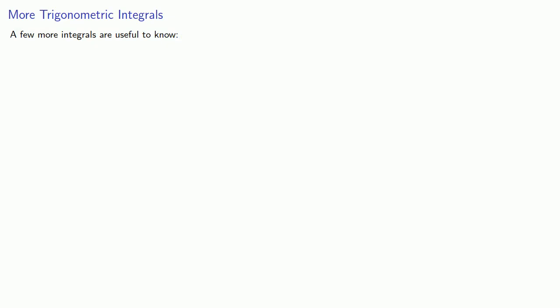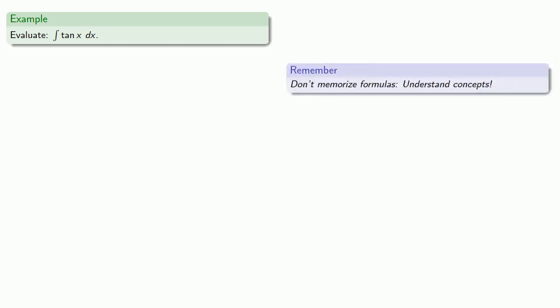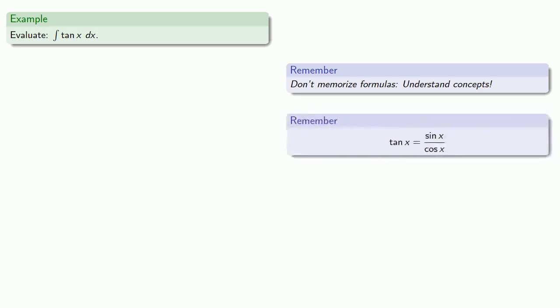So there's a few more integrals that are useful to know, the integral of tangent x and the integral of secant x. Let's take a look at those two. Tangent isn't too bad, and remember, don't memorize formulas, understand concepts. And the useful idea here to remember is that tangent is the quotient of sine and cosine. So the integral of tangent is the integral of sine x divided by cosine x dx.